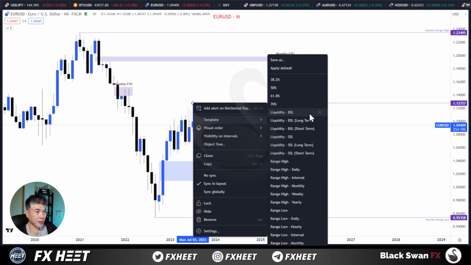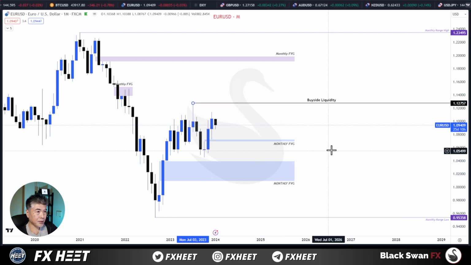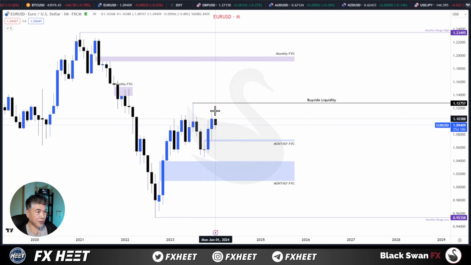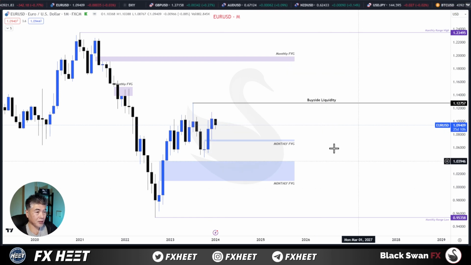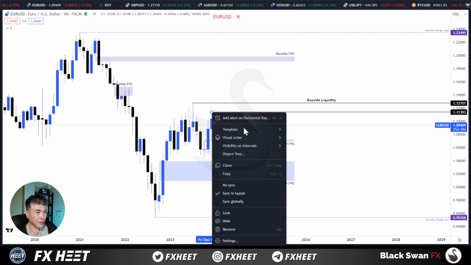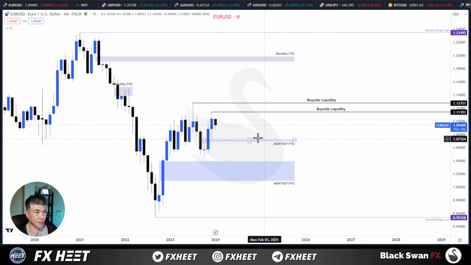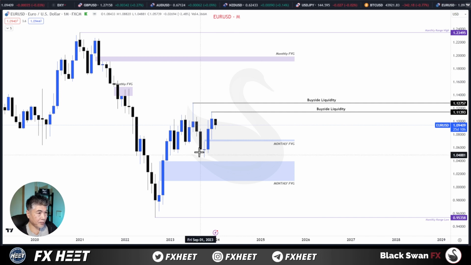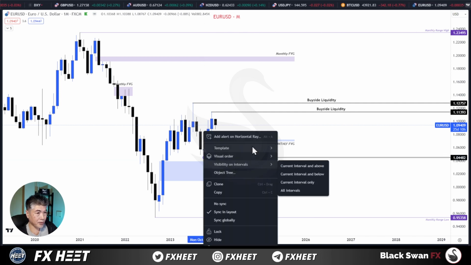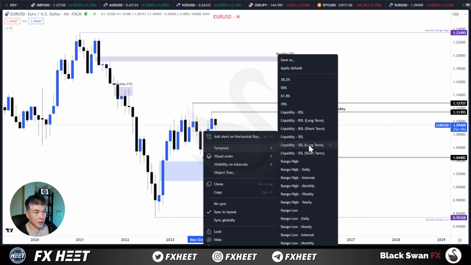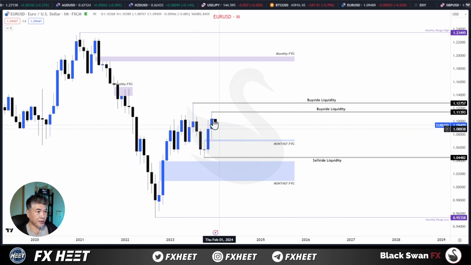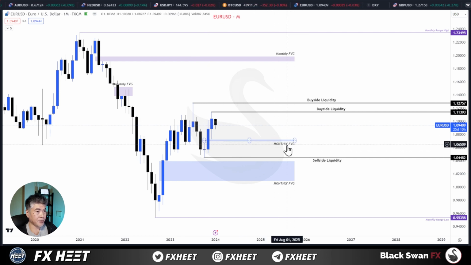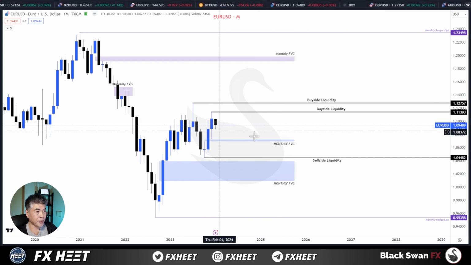So this would be, let's say, a long-term buy-side liquidity. This one could potentially be short-term buy-side liquidity, but I'll leave it as long-term. And then at the bottom, we have sell-side liquidity. And in the current range, there really isn't anything worth mentioning, at least on this time frame, other than this monthly fair value gap, quite a ways down below.